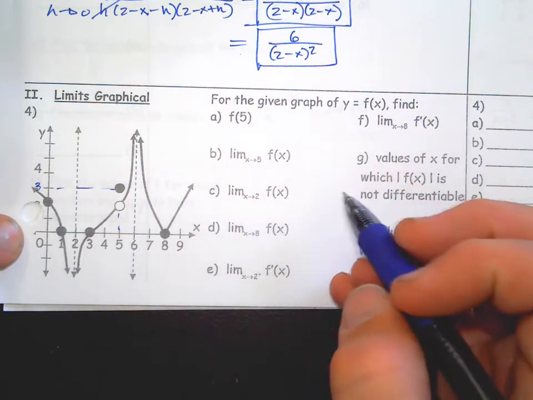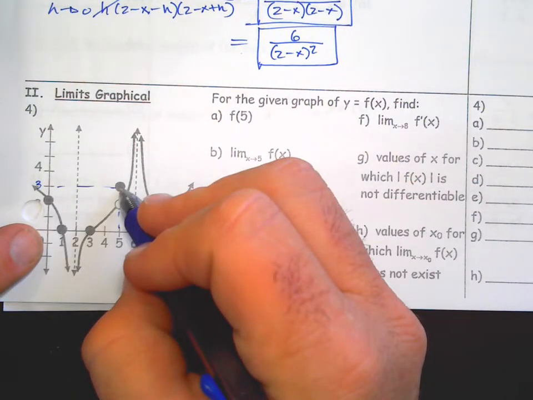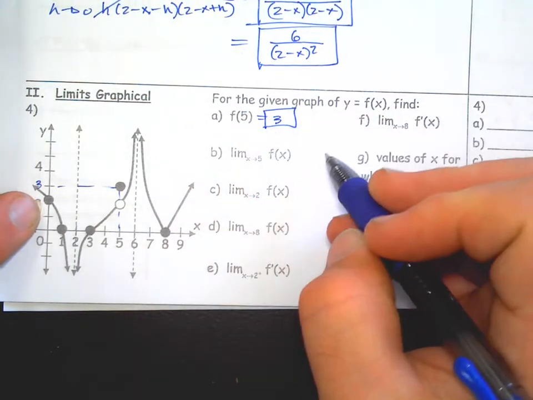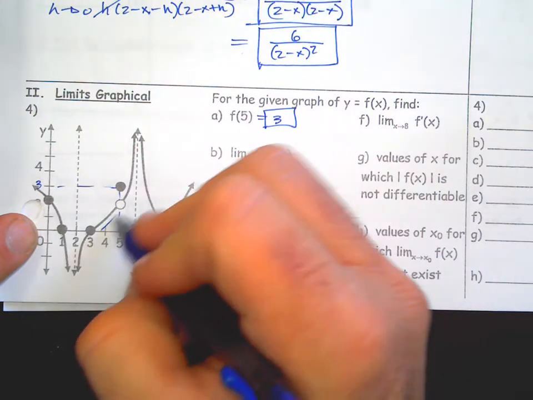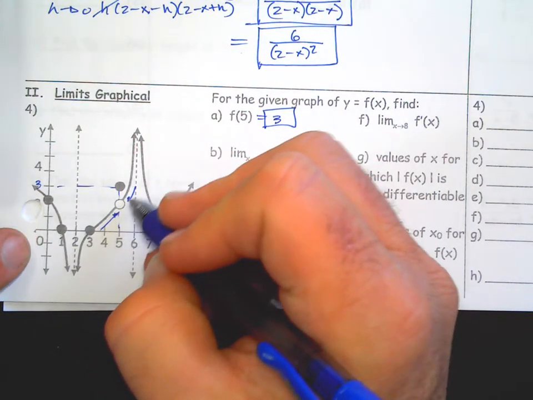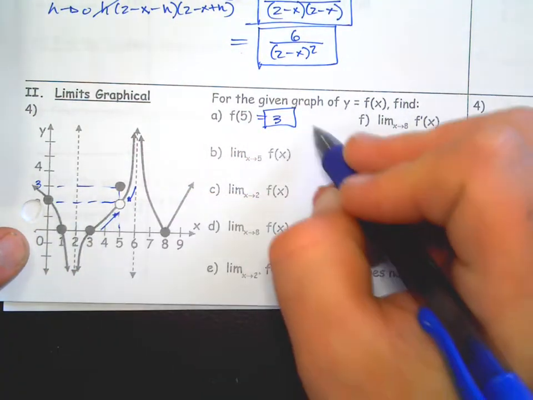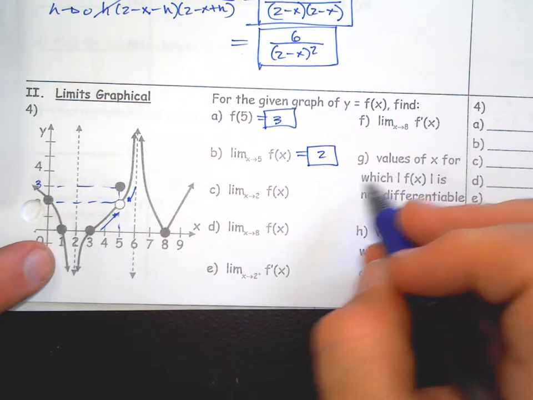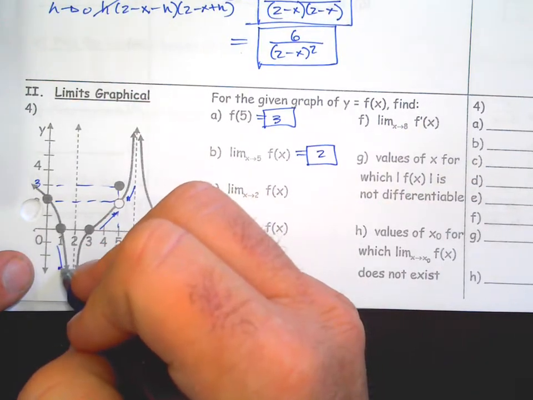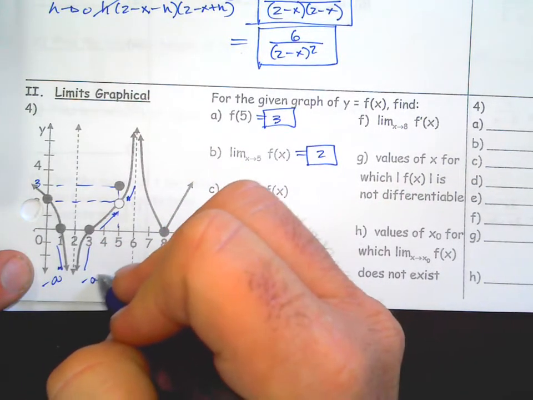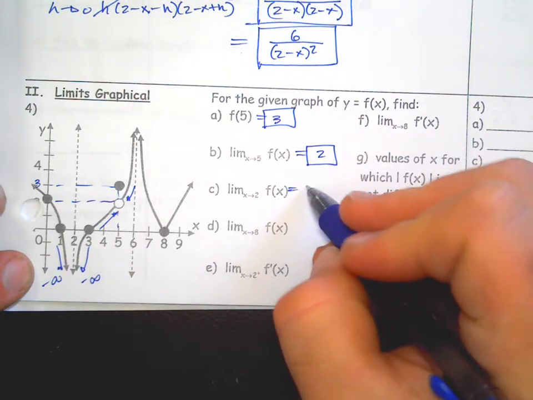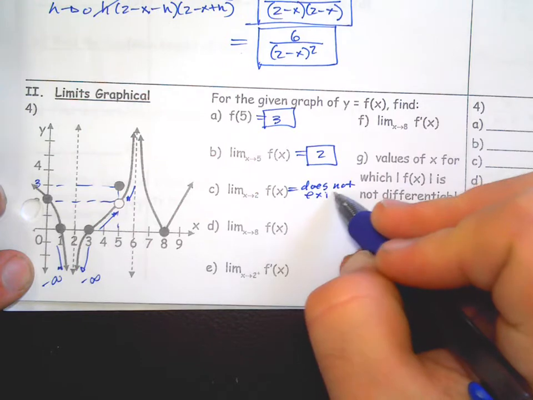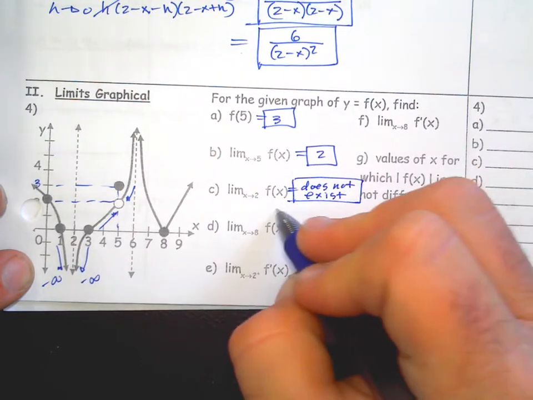Okay, so f of 5 is 3. That's just the value of the function. The limit as x approaches 5 would be a two-sided limit, and both sides have to agree, and it looks like they're both going towards 2. If they don't agree, it does not exist. As we approach 2, they're both going to negative infinity, right? But we're going to say does not exist. I think on my solutions, I may have had negative infinity. We're going to say does not exist.